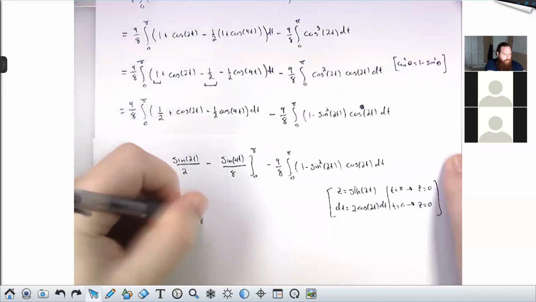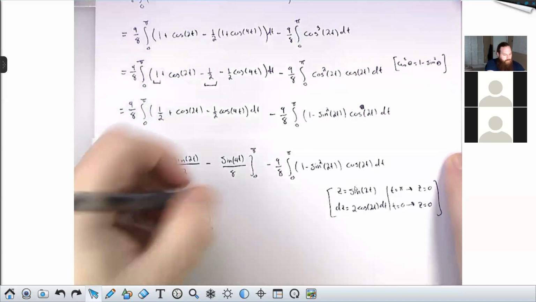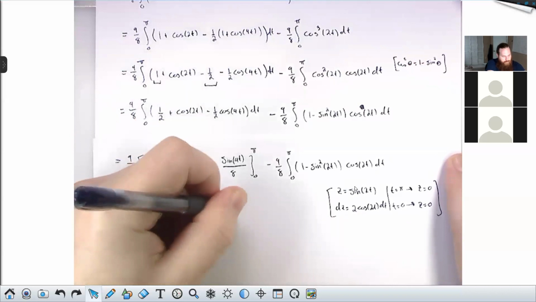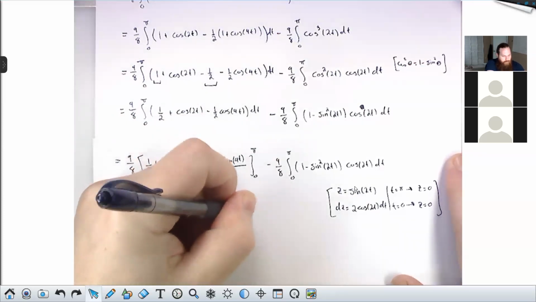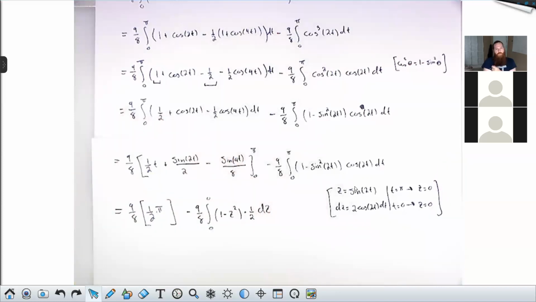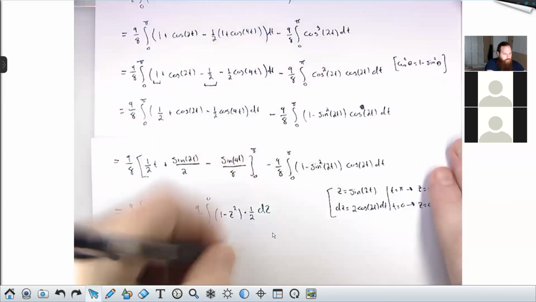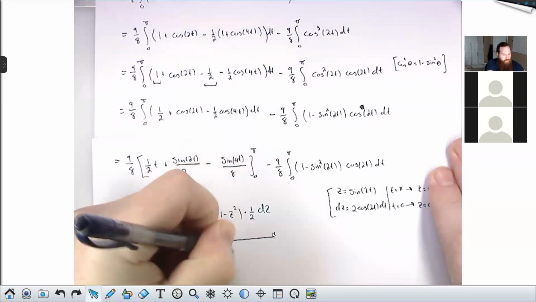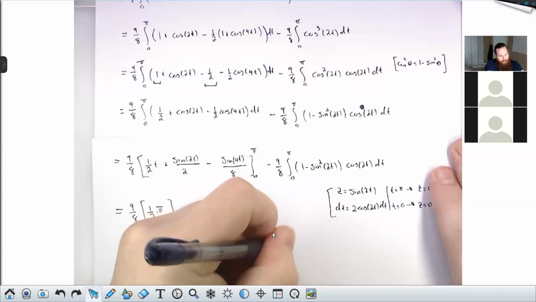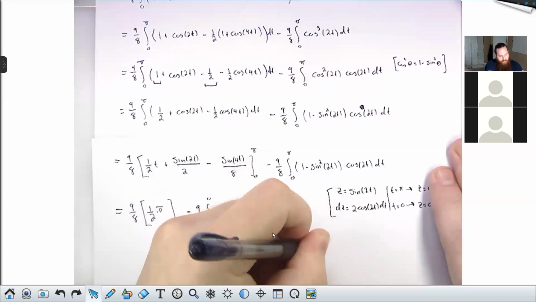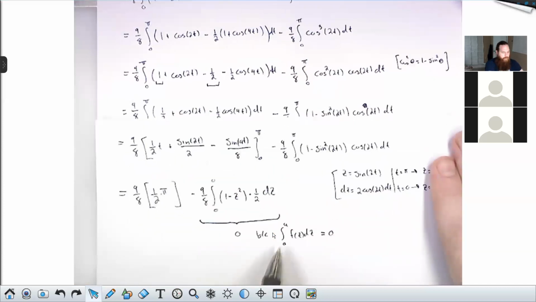Then we have minus 9/8, and I'm going to write it as silly as it looks, the integral from 0 to 0, 1 minus z squared, and then my differential cos 2t dt, that's 1/2 of dz, so I'd get a 1/2 dz here, just to show you how that substitution looks. But of course, because the integral is running from 0 to 0, this whole thing is also 0. Right, because the integral from a to a of any function is always 0. This piece is going to be 0.